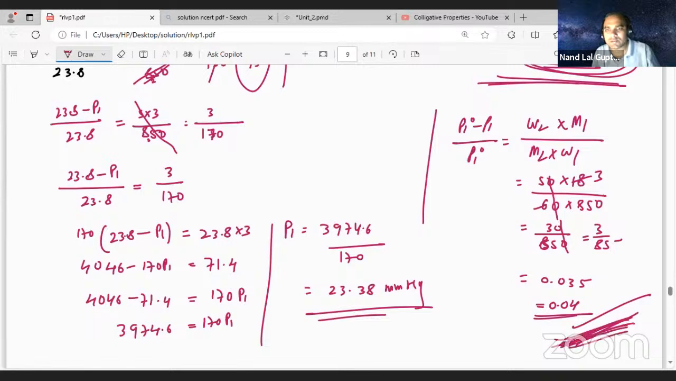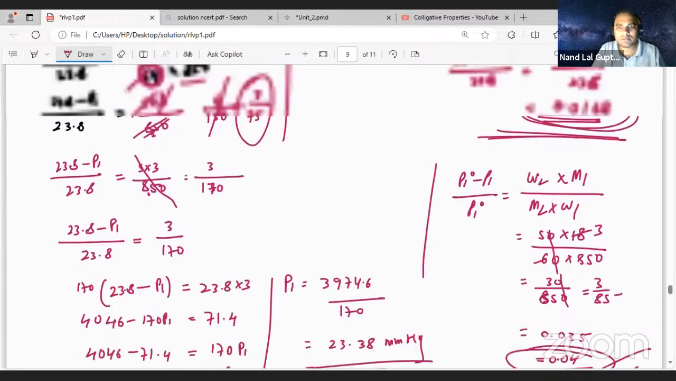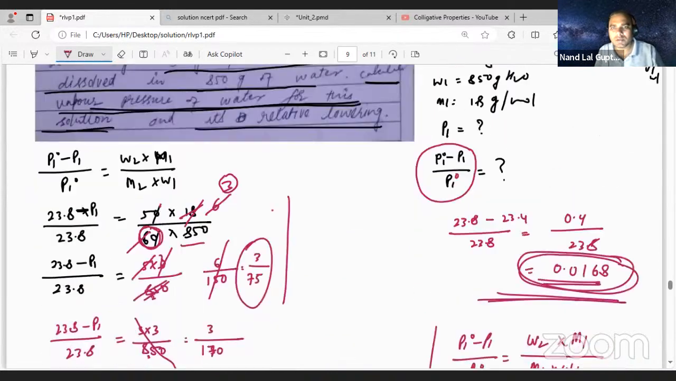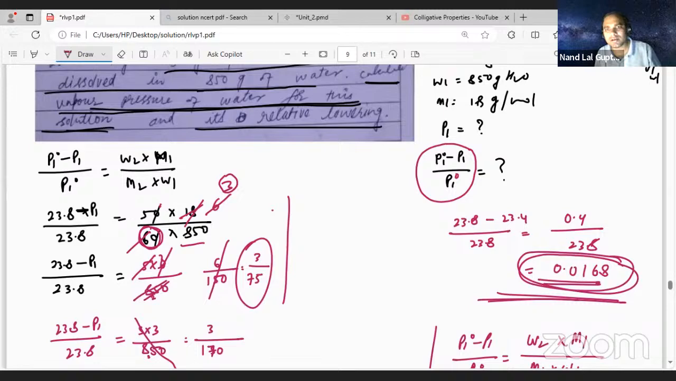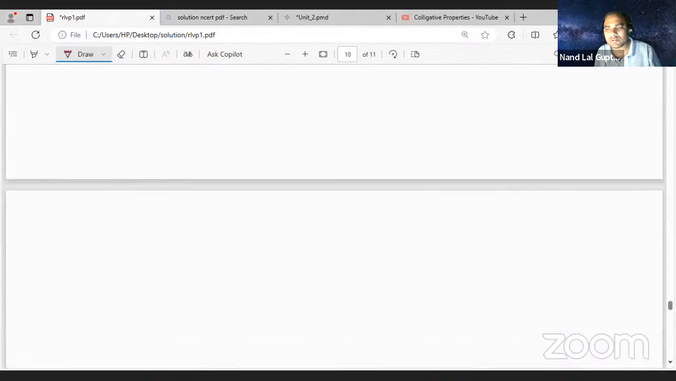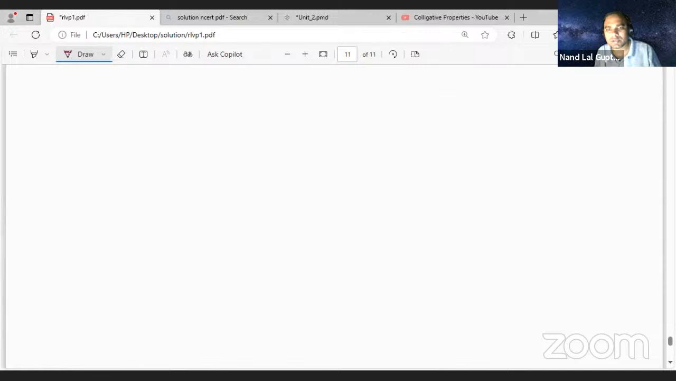Actually, the answer is not given. Okay, we have to check this one. I hope this should be correct, because here we are putting the values. It should come the same. Otherwise, sir, the method should not change, no? 0.4 divided by 23.8. Now I will check and tell you about this problem. It is a little bit of a critical one. Now no other problem is there.